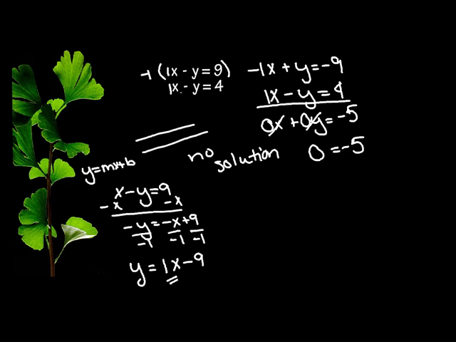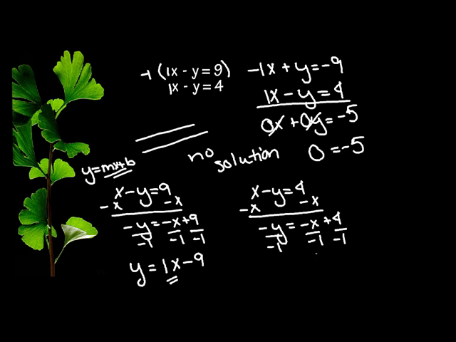Now let's try the second one. So that second equation says x minus y equals 4. Once again, I'm going to get it into my y equals mx plus b form. Subtract x from both sides of the equation. Negative y equals negative x plus 4. Divide by negative 1. So I get y equals 1x minus 4. Do you see the slopes are the same? That also proves that these are parallel lines and that there's no solution.